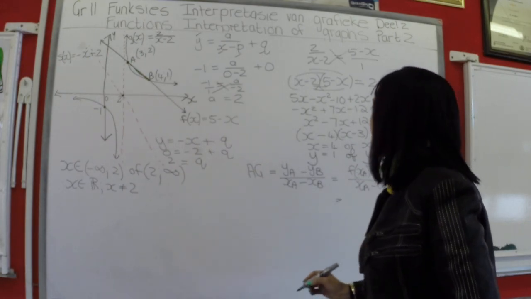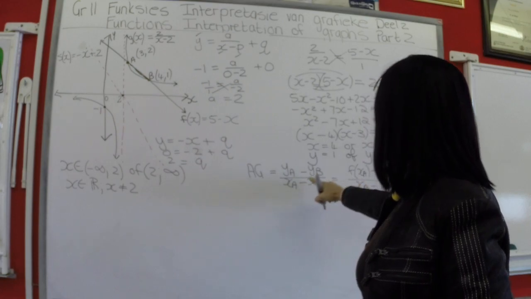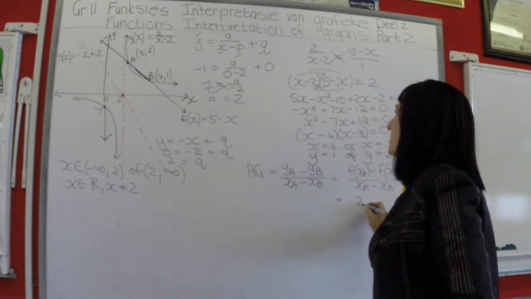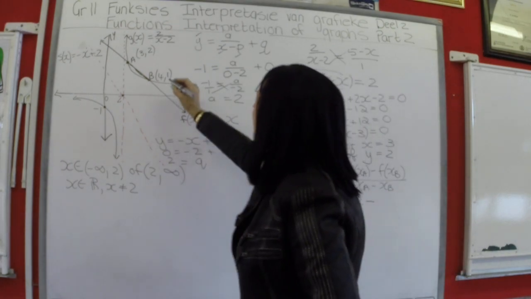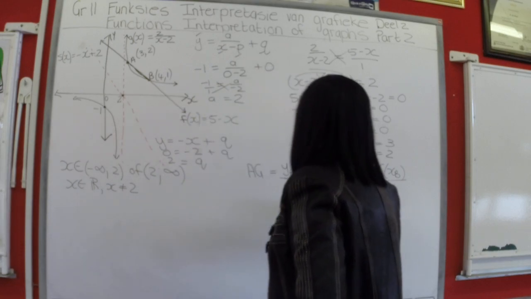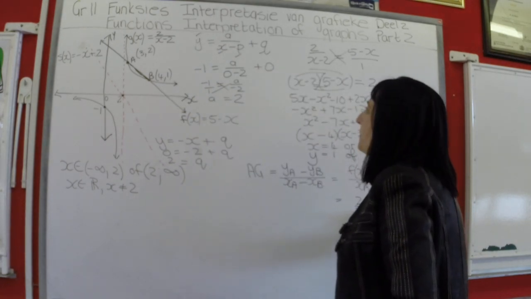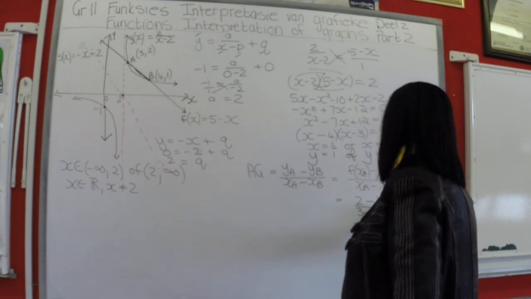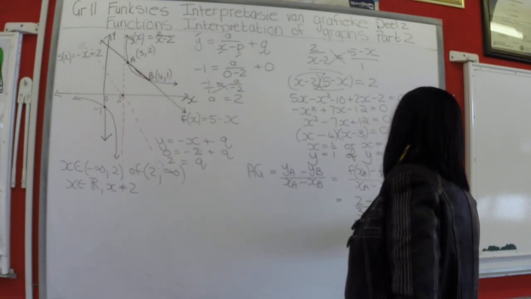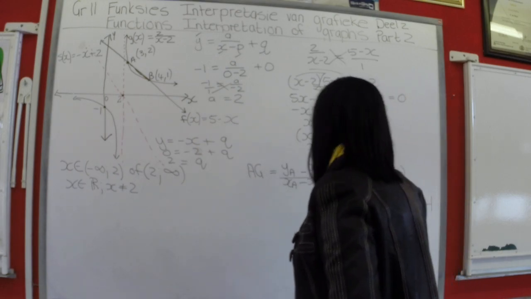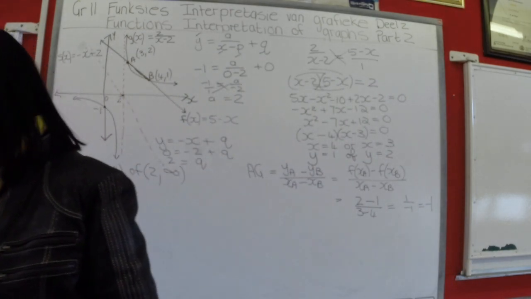Kom ons gaan kyk. Die y-waarde van A is 2. Y-waarde van B is 1 op x-waarde van A minus die x-waarde van B. So ek het 1 op minus 1 en dis gelyk aan minus 1. It's a descending line.